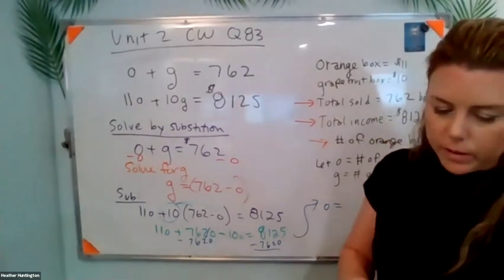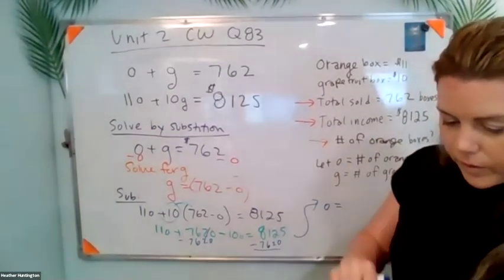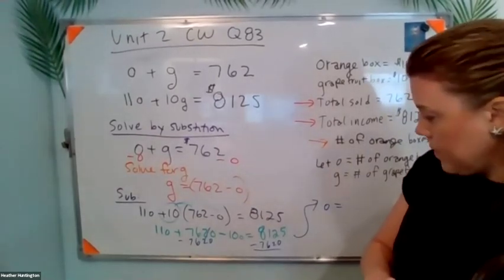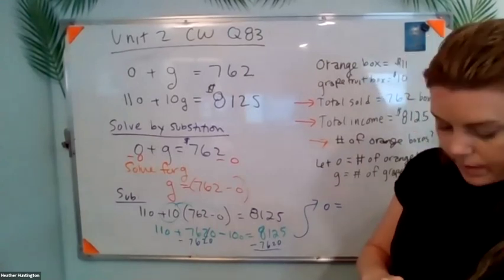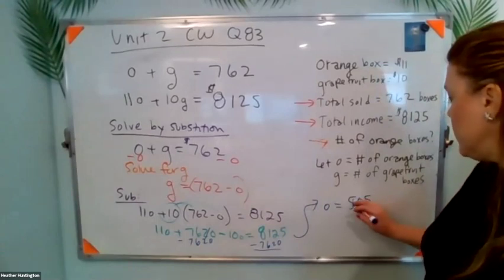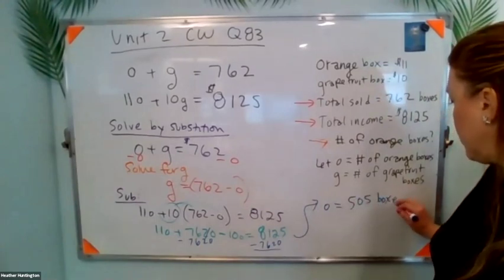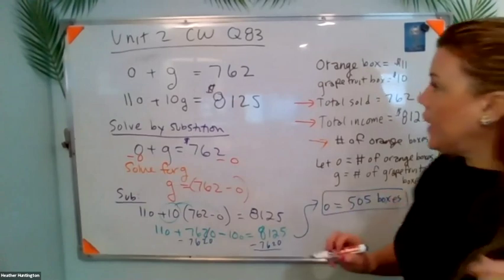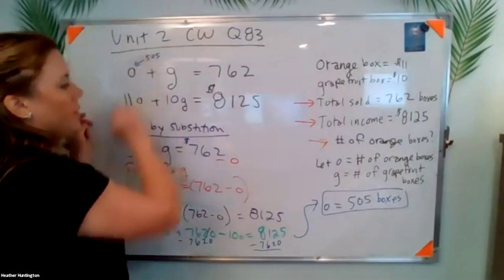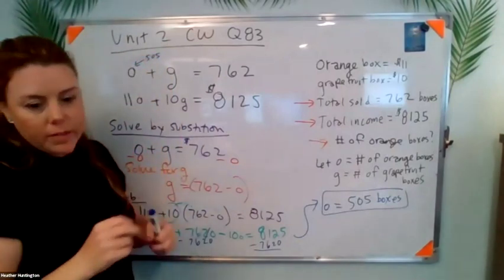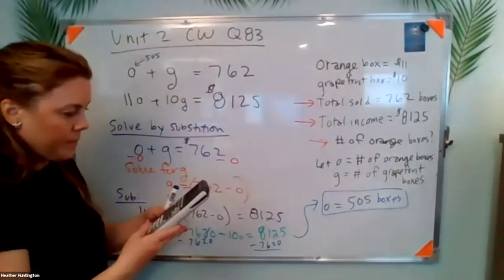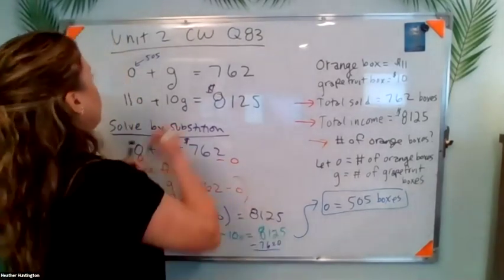It's going to be 4 to 5. I'm going to use the calculator. But you see, I estimated first. I am still demonstrating good skills. $505. That seems reasonable. And that's what they wanted us to find. How much would G be? Well, you would do 762 minus 505. I'm getting 257.